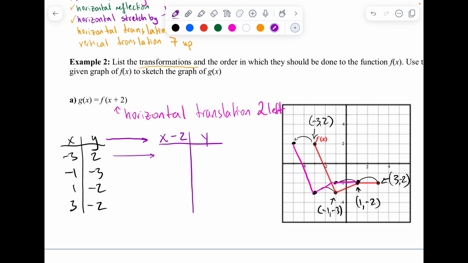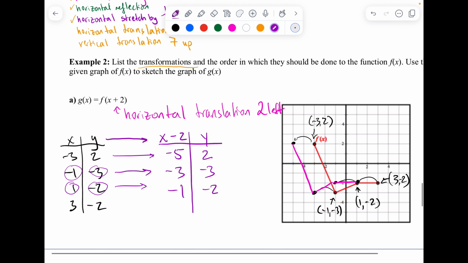The new x is going to be -3 minus 2, which is -5. And the y value 2 is just going to stay 2. The x value of -1 is going to become -1 minus 2, so -3. And the y value is just going to stay the same. The old x value of 1 is going to be 1 minus 2, that's -1. And the y value is going to stay the same. And then the x value of 3 is going to be 3 minus 2, which is 1. And the y value is going to stay the same.